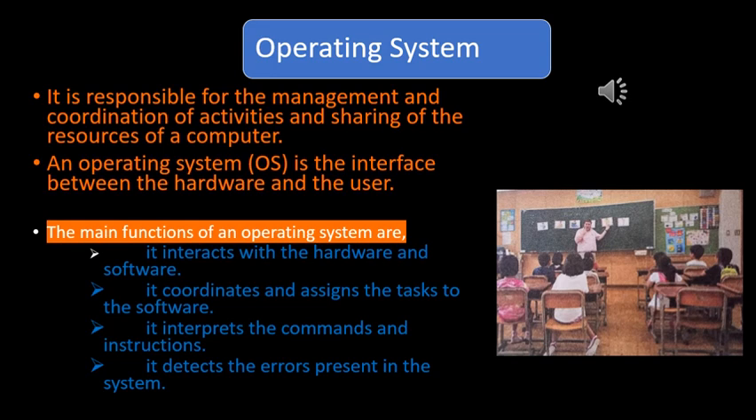In our textbook also one example is given. Let me read that. Swati manages all the activities that take place in a library. She is the interface between the students and the library. Interface means middleman.